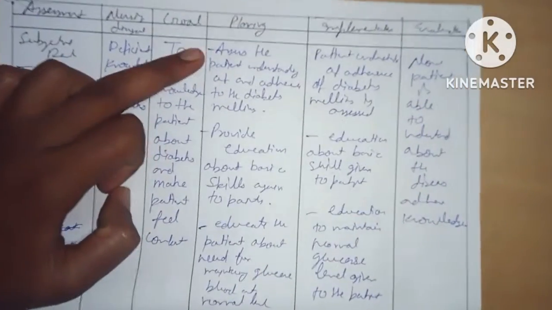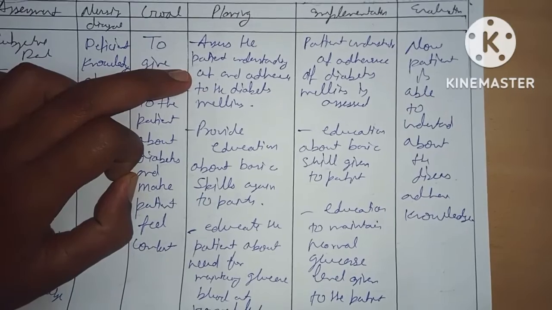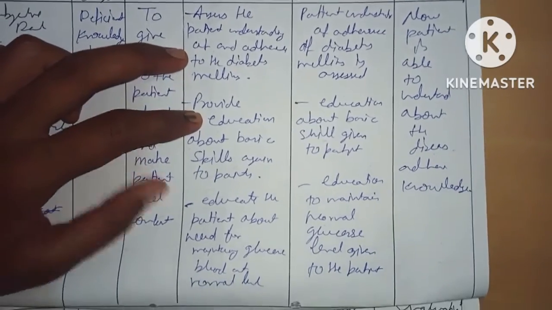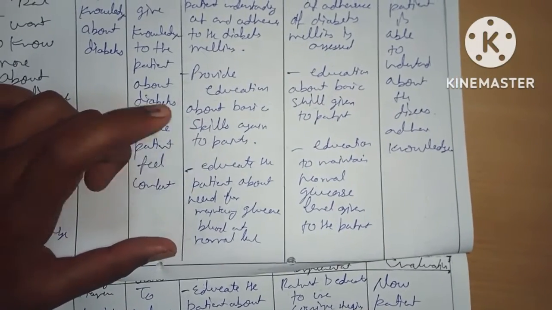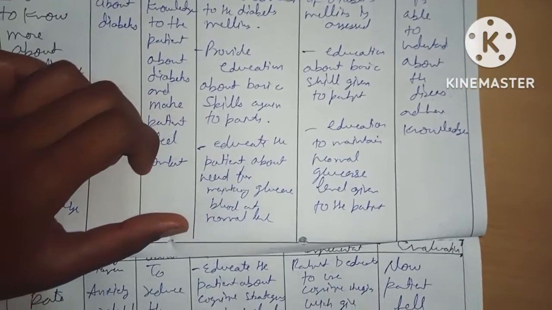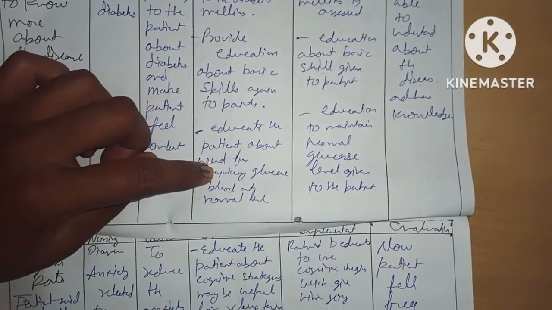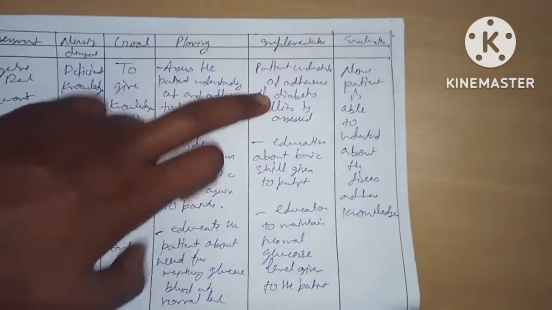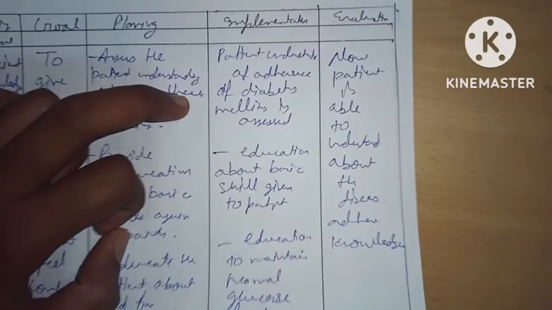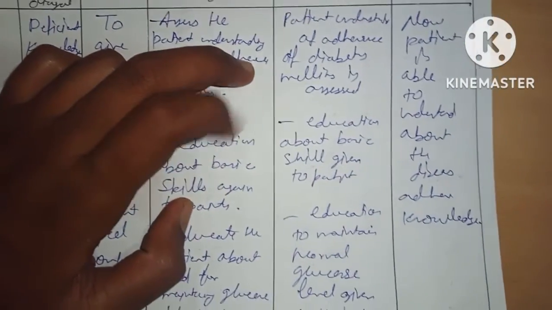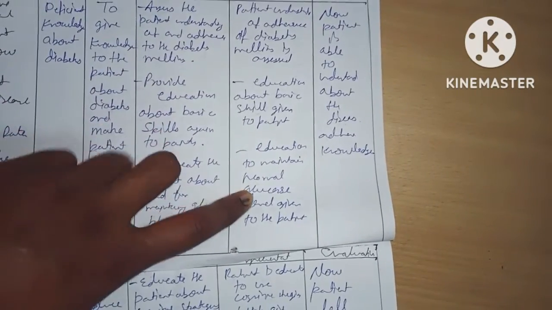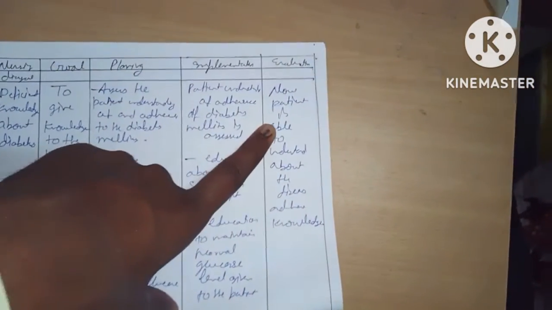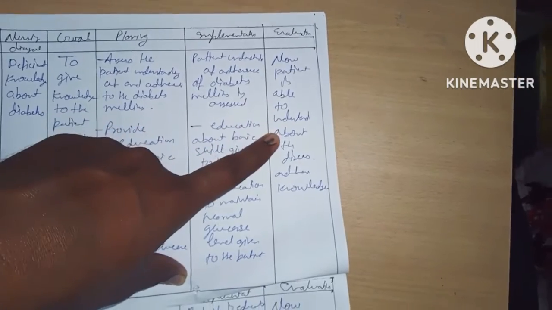Planning. First, assess the patient's understanding of diabetes mellitus. Provide education about the basic skill. Educate the patient about the need of blood glucose at normal level. Implementation. Patient understands diabetes mellitus. Education about basic skill is given. Education to maintain normal glucose level is given to the patient. Evaluation. Now the patient is able to understand the diabetes mellitus knowledge.